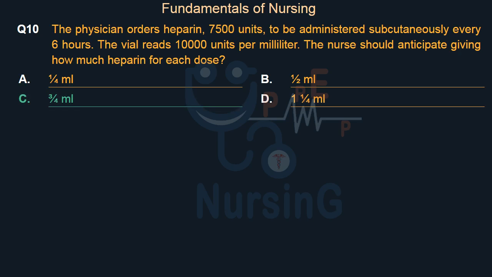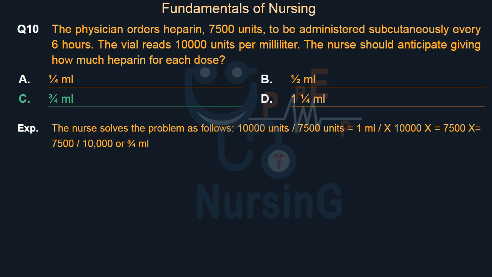3/4 of a milliliter. The nurse solves the problem as follows. 10,000 units is to 1 milliliter as 7,500 units is to x. 10,000x equals 7,500. x equals 7,500 over 10,000, or 3/4 of a milliliter.